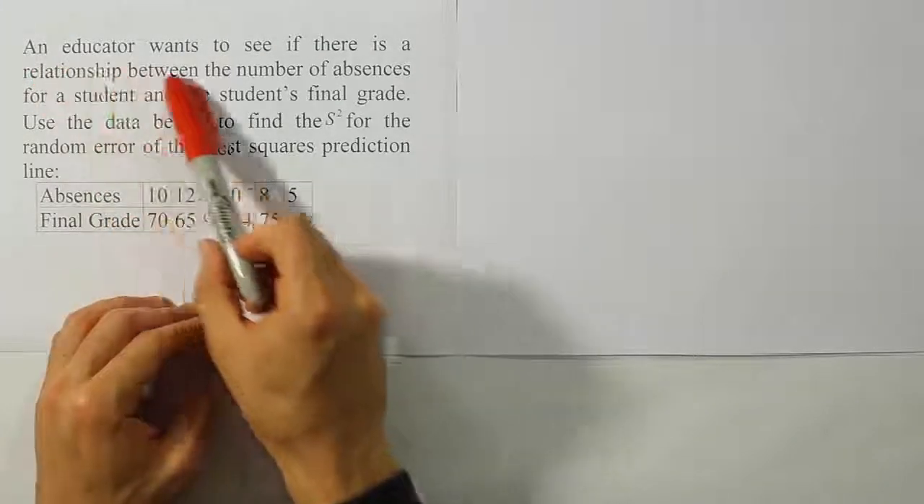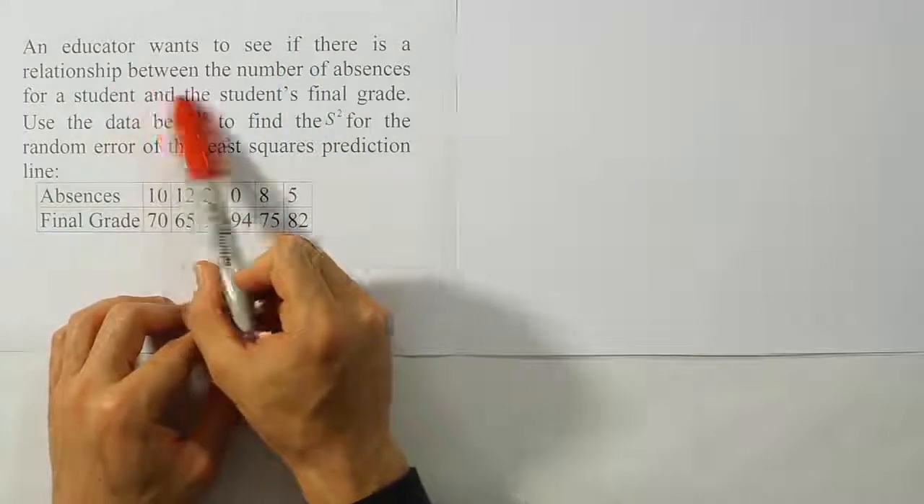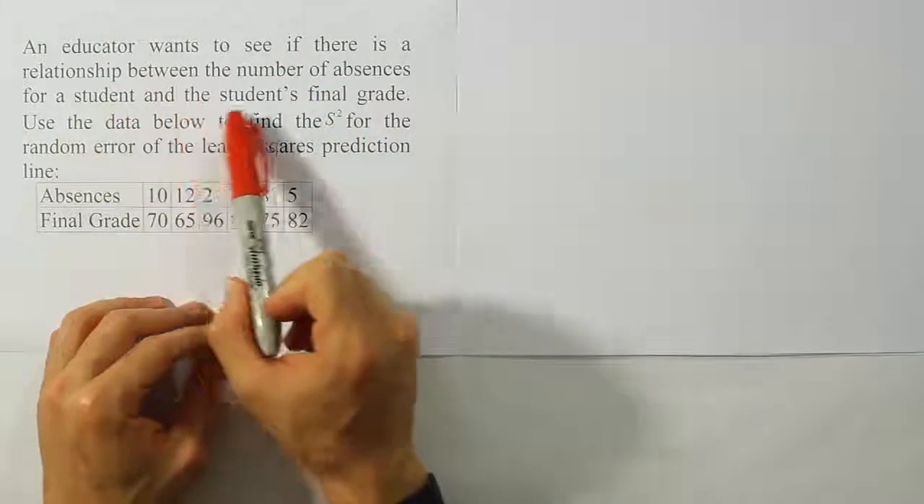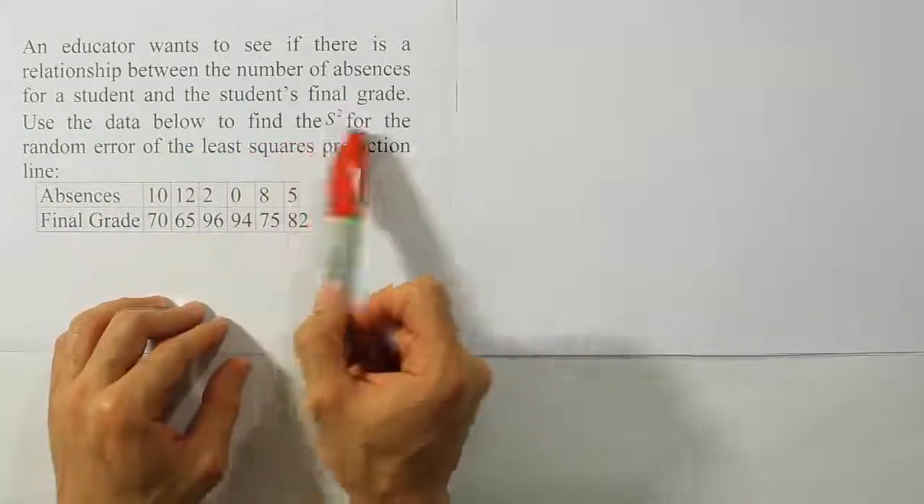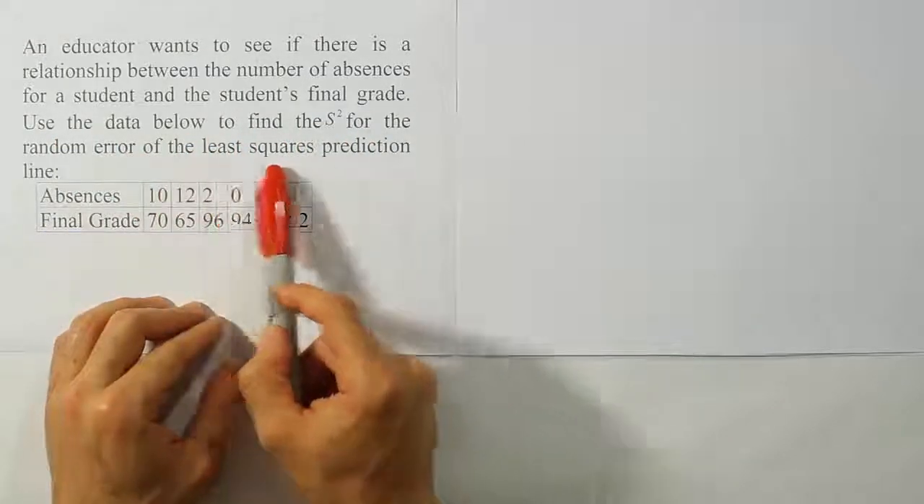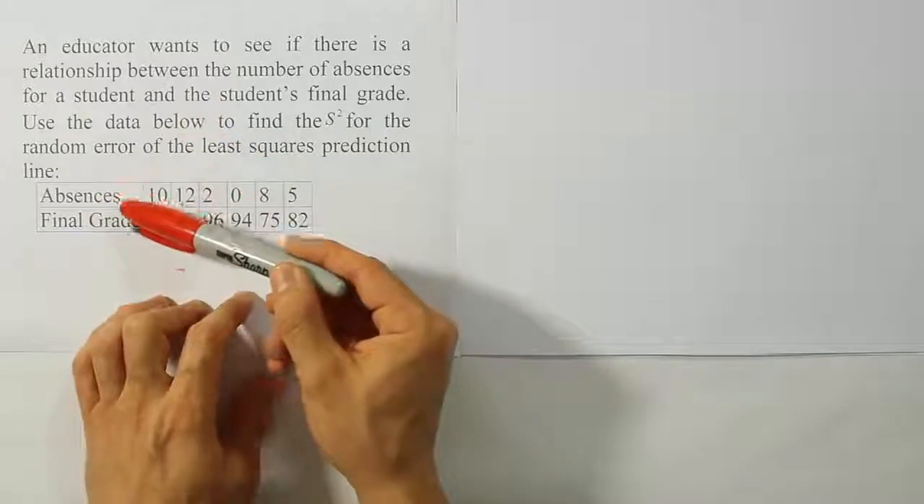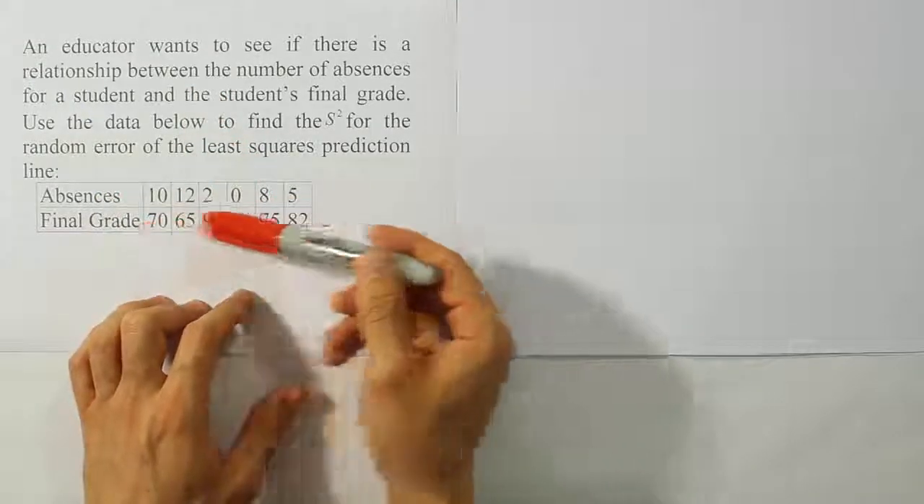The problem says an educator wants to see if there's a relationship between the number of absences for a student and the student's final grade. Use the data below to find the variance for the random error of the least squares prediction line. So we have the data below. There's absences and the final grade.